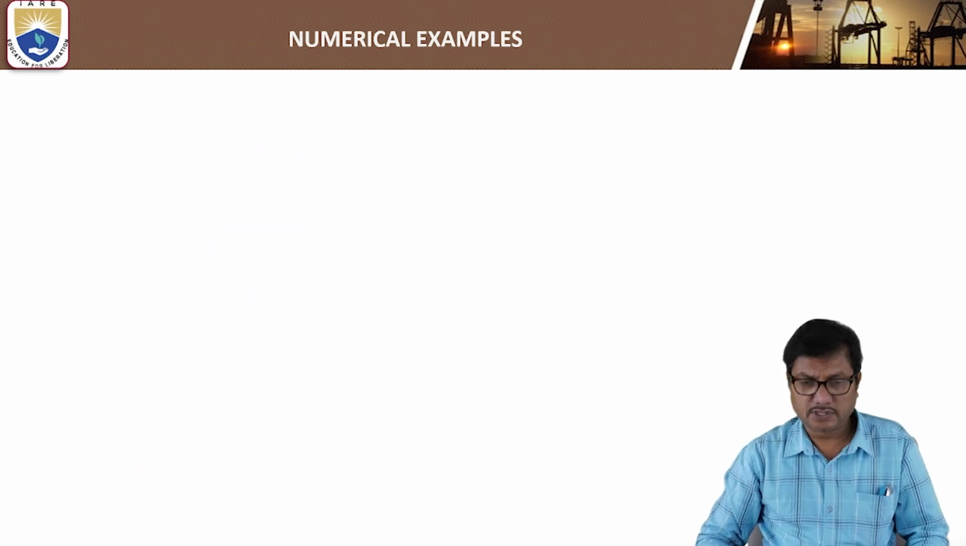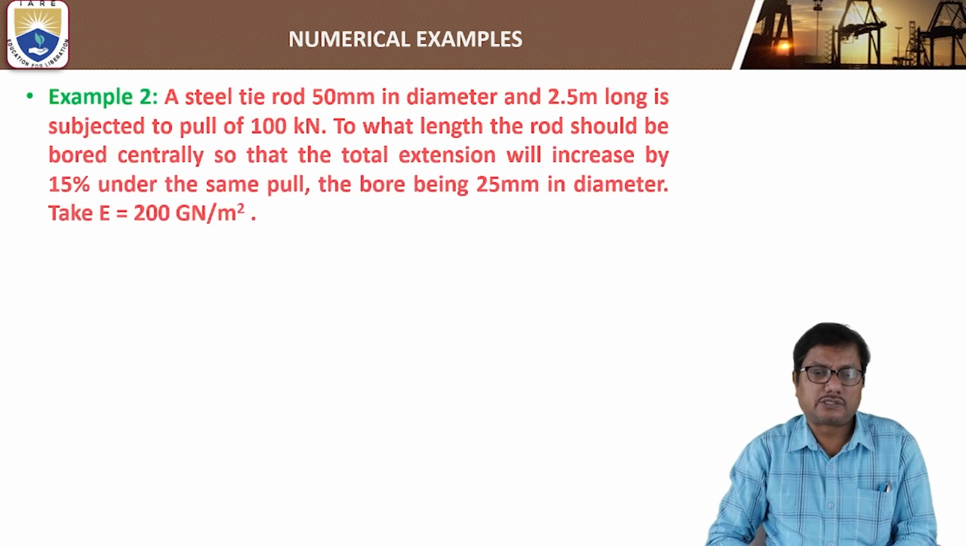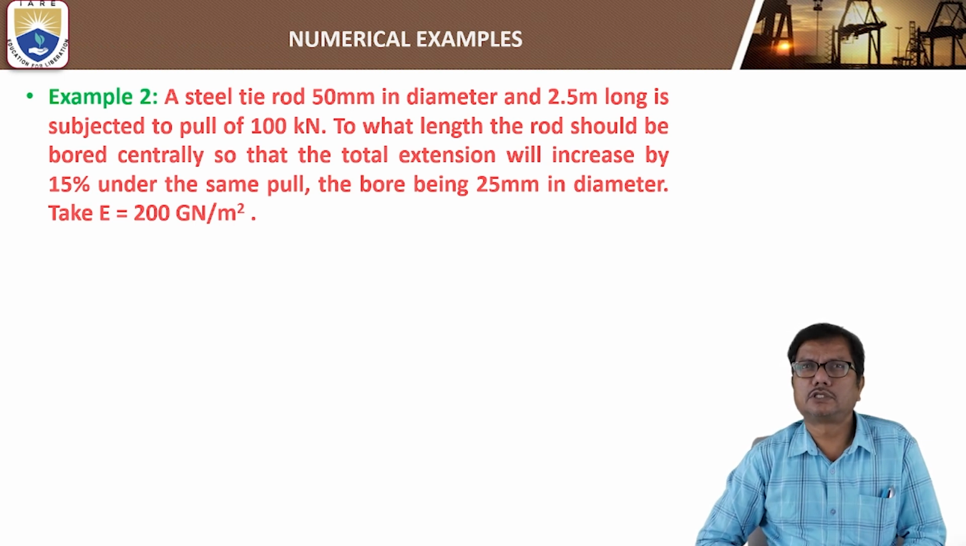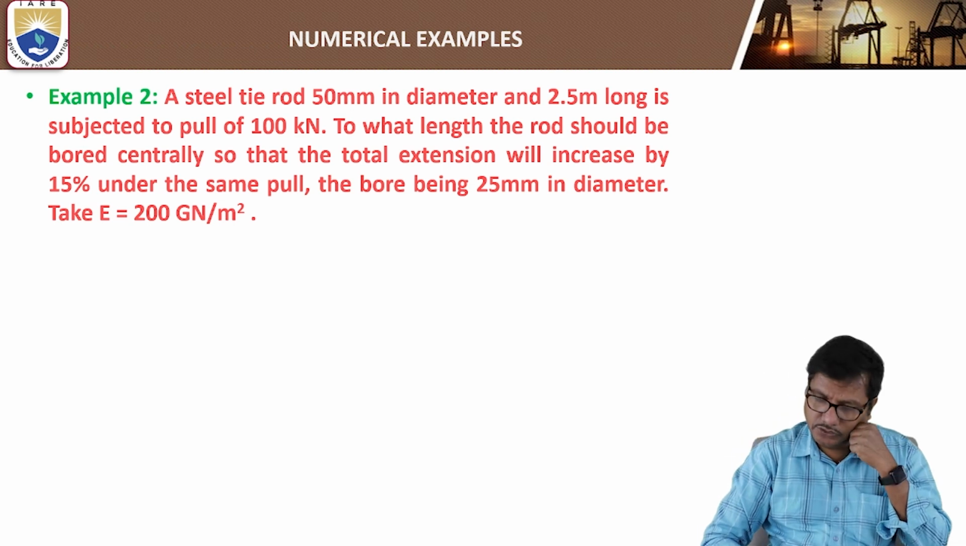So this is the first example. Let us see another example. A steel tie rod of 50 mm diameter and 2.5 meters long is subjected to a pull of 100 kilonewtons. To what length the rod should be bored centrally so that the total extension will increase by 15% under the same pull? The bore being 25 mm in diameter. Take Young's modulus 200 gigaNewton per meter square.